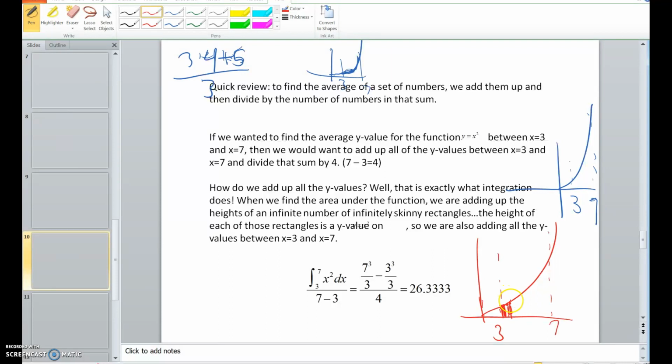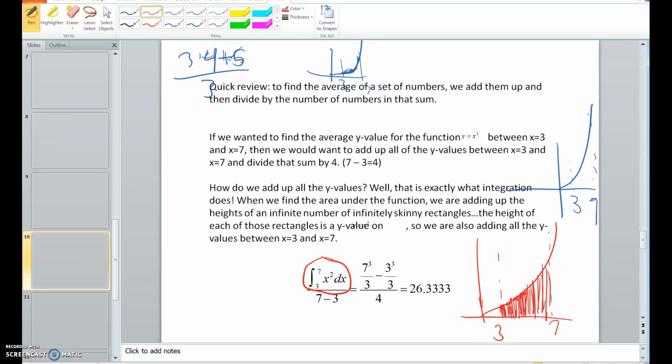Each of those rectangles has a height that is a y value from this function. So as you are computing this area underneath the curve, what you're actually doing is adding up all of the y values on this function. You keep going, keep going. So when you integrate x squared from 3 to 7, what you are doing is adding up all the y values on that graph. It also turns out to be the area under that curve.